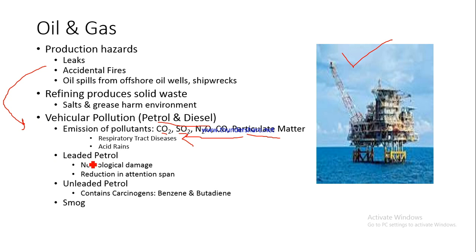Now what about leaded petrol? See, leaded petrol is actually used when we basically add lead to the petrol, and this is done to control the pollution level. However, this also can cause problems. Lead in itself is a very damaging, poisonous substance for the human body. So please understand, when we start using leaded petrol so that we can control the emission of pollutants, what will happen? It may lead to neurological damage. It can cause problems with the nerves and the nervous system, and since it is causing neurological damage, it is also reducing the attention span.